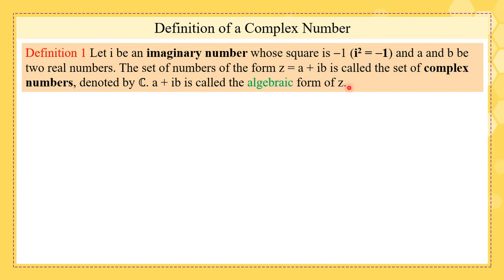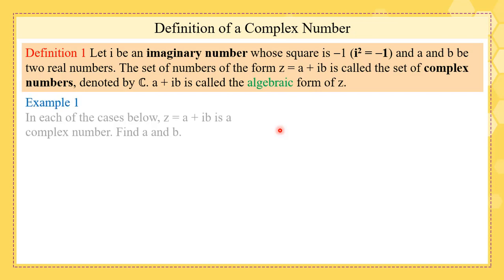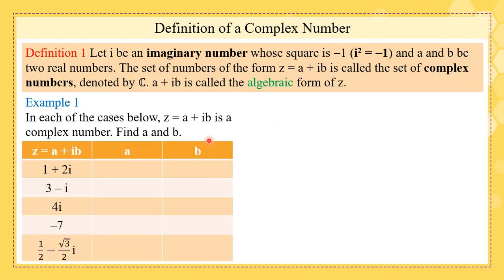So what is the set of complex numbers? It's the set of all numbers that could be written as a plus ib, where a and b are two real numbers and i is an imaginary number. Let's see some application about this definition. This is very easy, you will see. In each of the cases below, z is a plus ib, we need to find a and b. So this is z, we need to find a and b in each case.